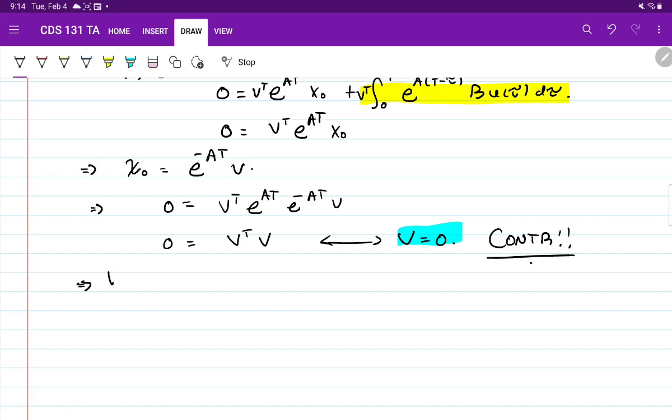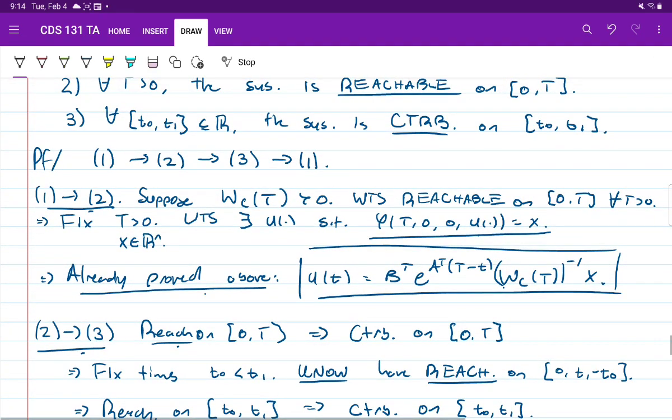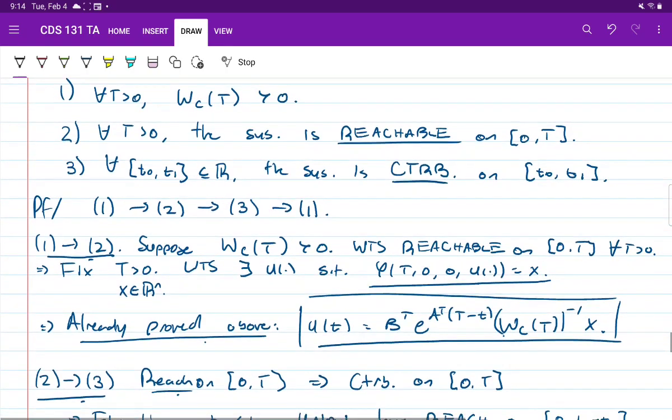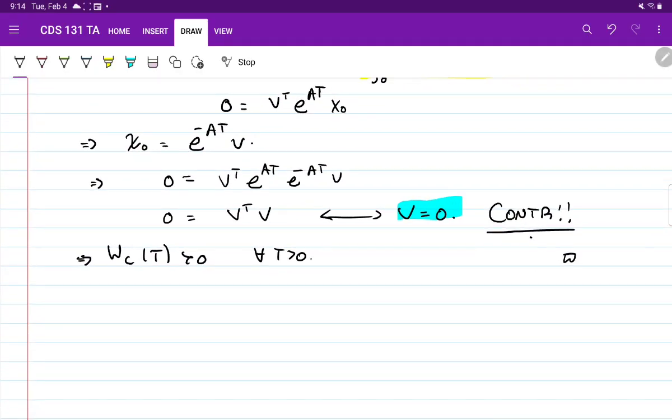So what we conclude is that W_C of t is positive definite for all times t greater than 0. Okay, fantastic. So this completes our little circle of implications over here, 1 to 2 to 3 to 1. That implies that all of these different things are in fact equivalent. Okay, so that's a proof.